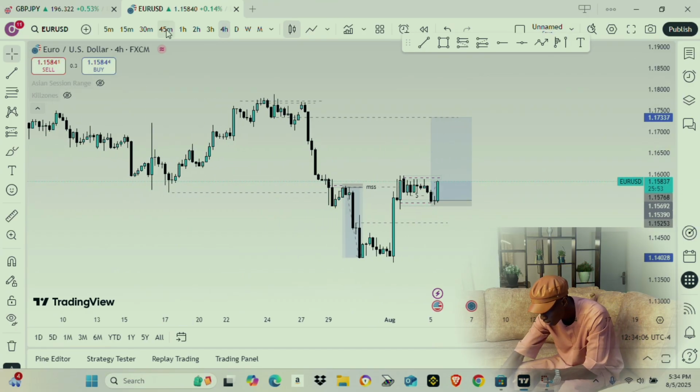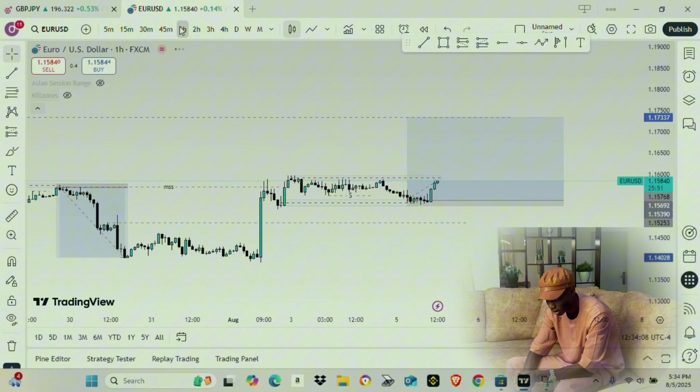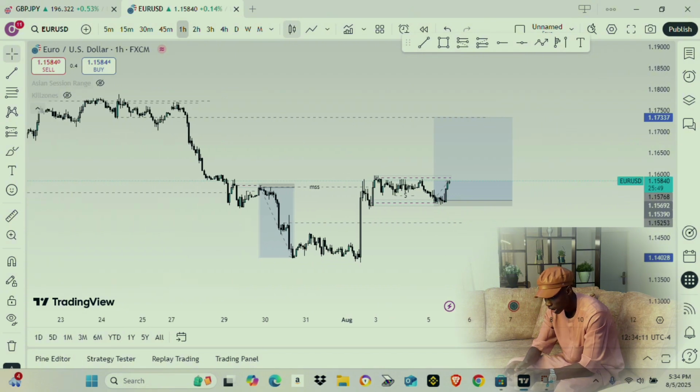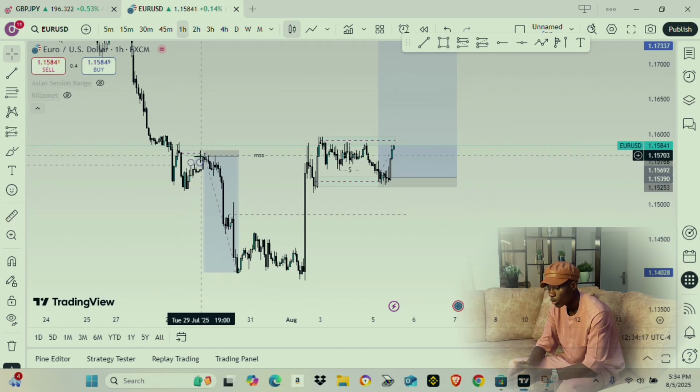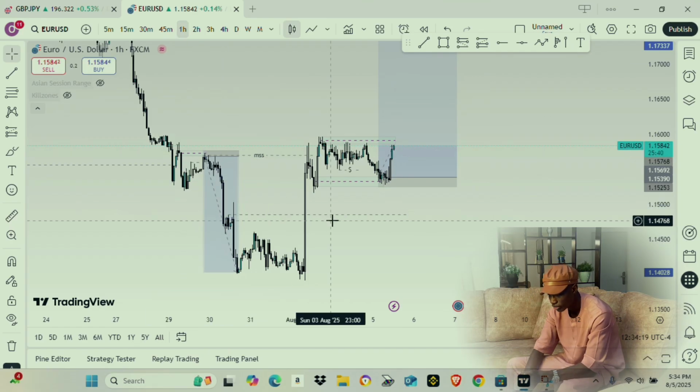Though I went down to the lower time frame, which is the lower time frame I can actually spot. I think this was from the 1 hour time frame. Yeah, it's from the 1 hour time frame. And in the 1 hour time frame, what can you understand here? If you watch very carefully, you come to understand that I have two key zones marked out, right?